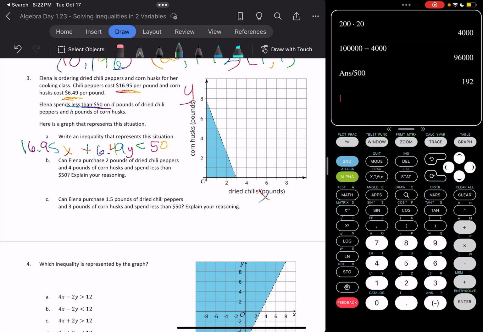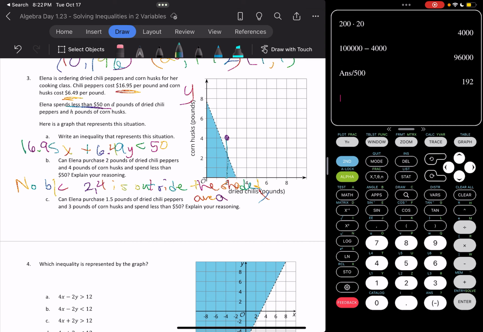It says, can Elena purchase 2 pounds of chili peppers and 4 pounds of corn husks and spend less than $50? Explain your reasoning. So let's look at our graph. If she buys 2 pounds of chili peppers and 4 pounds of corn husks, that would be here, which is outside of our graph. So no, because 2 comma 4 is outside the shaded solutions area.